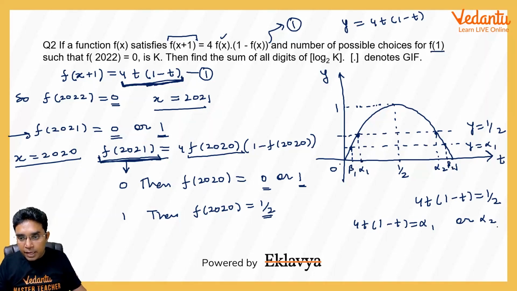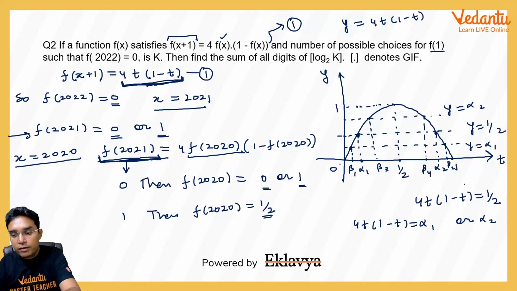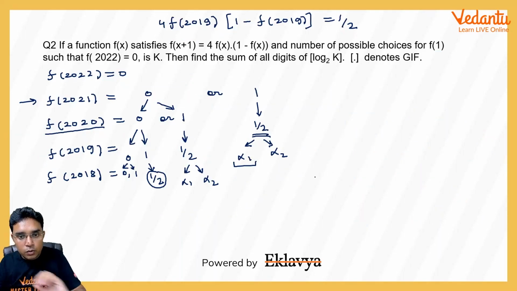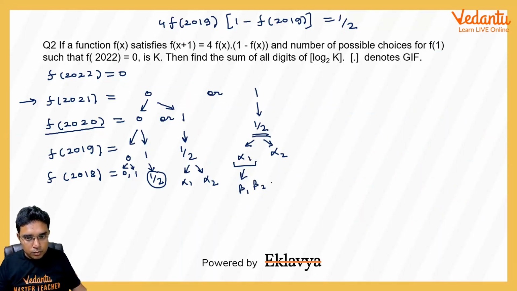Similarly, alpha 2 was greater than half but less than 1. So if I draw a graph for y equal to alpha 2, you can check corresponding to this, the values of t will be different from what we got as beta 1, beta 2. It will be beta 3, beta 4, let me call this as. So what we have got here is that corresponding to alpha 1, there will be two values, beta 1, beta 2. And corresponding to alpha 2, there will be two more values, beta 3 and beta 4.